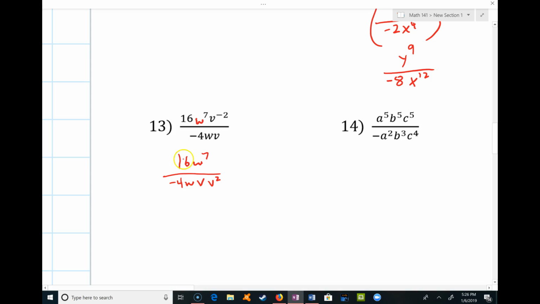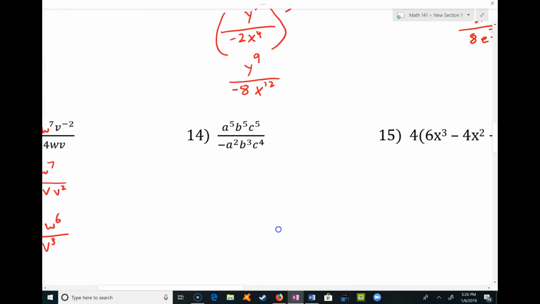Now we can simplify. 16 divided by negative 4, that would be negative 4. w to the 7th divided by w to the 1st, that'd be w to the 6th. And then on the bottom we have v times v squared, which would be v to the third power.